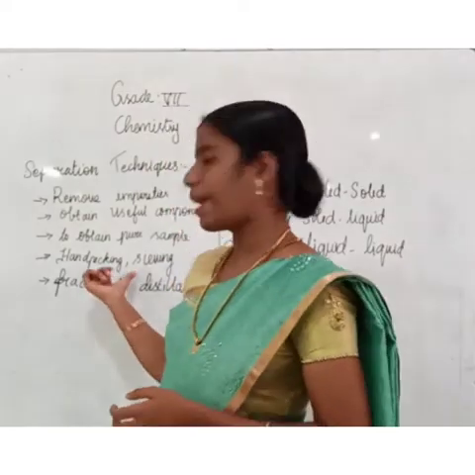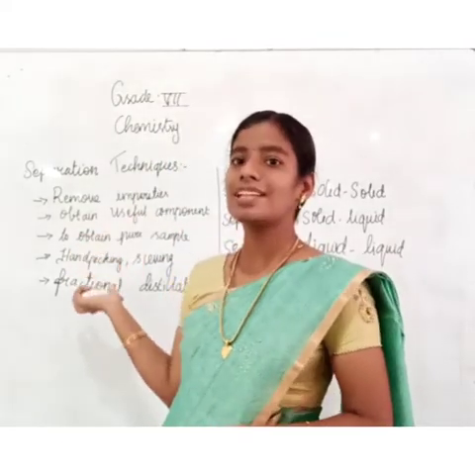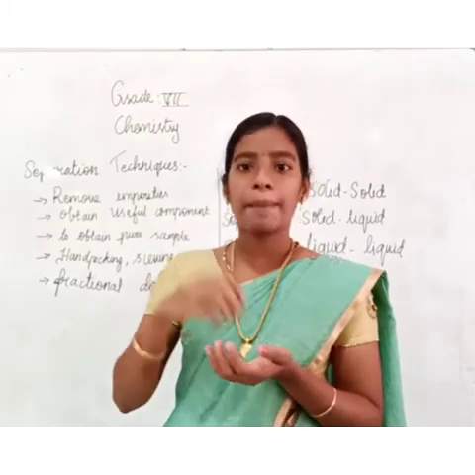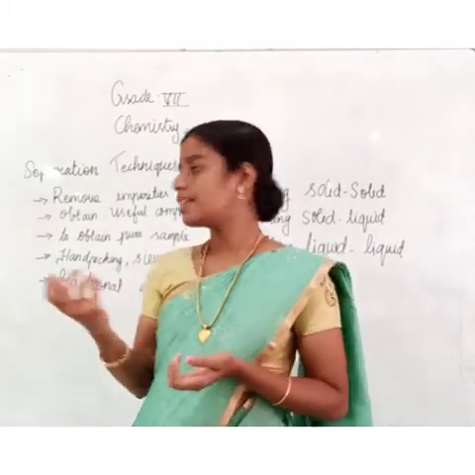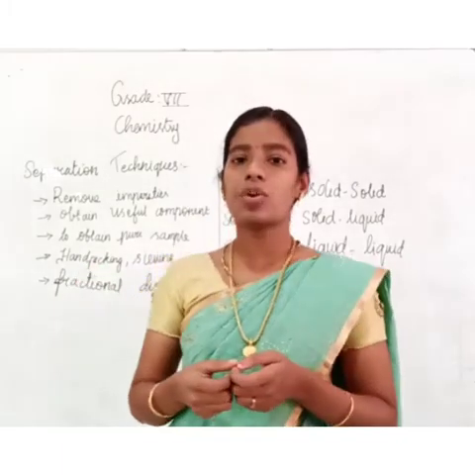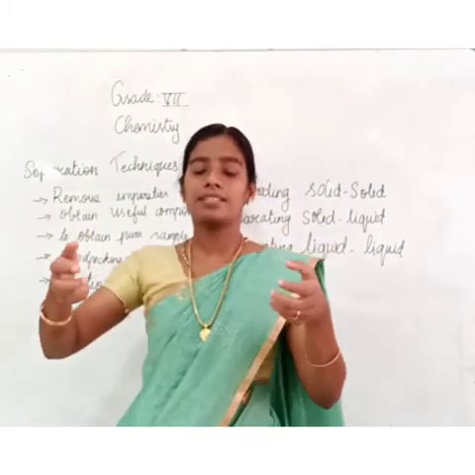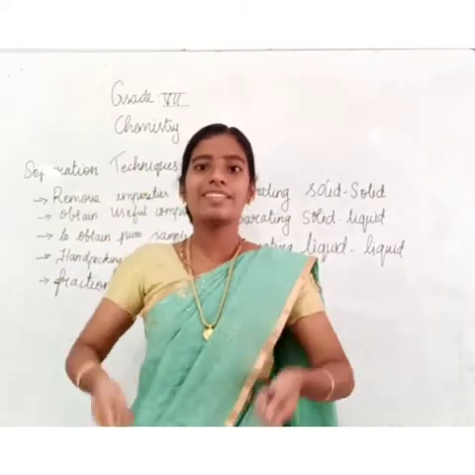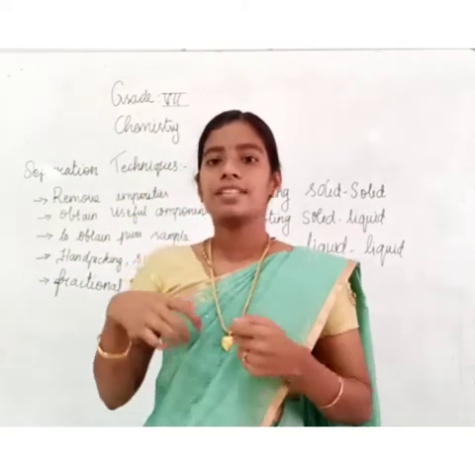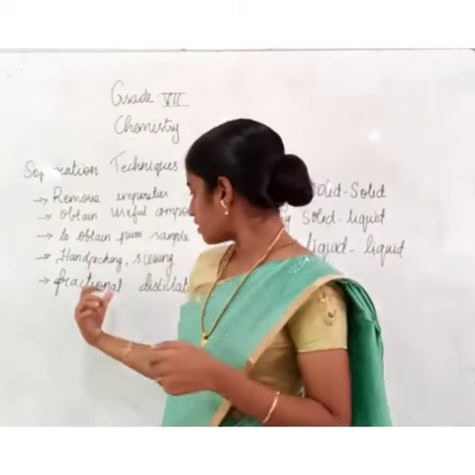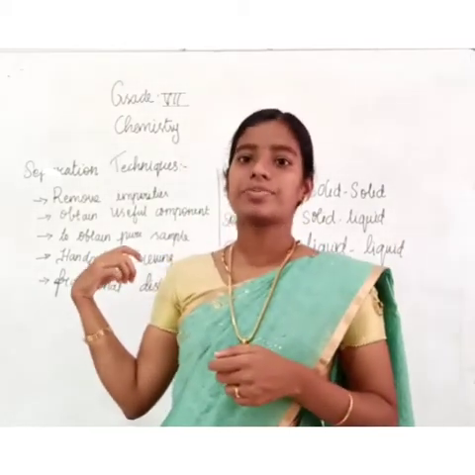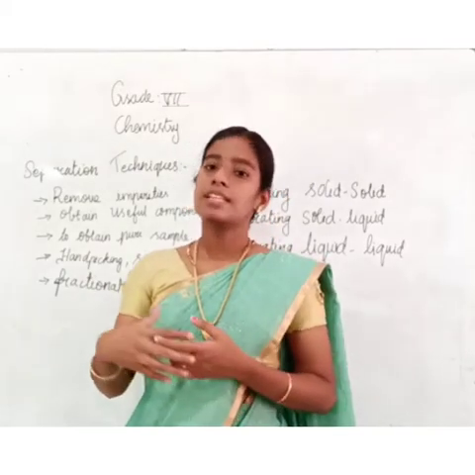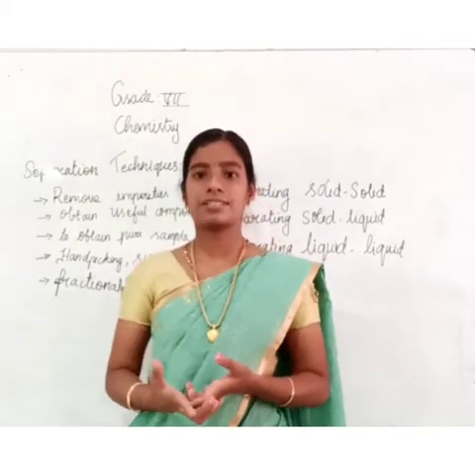Next are some examples for separation. Generally we use hand picking. Stones in the rice, we can pick them using our hands. Then sieving. Sieving we know, right? We will have the rice in one material like this, we will do like this and sieve it. Then the next one is fractional distillation. Fractional distillation is a method to separate mixtures.